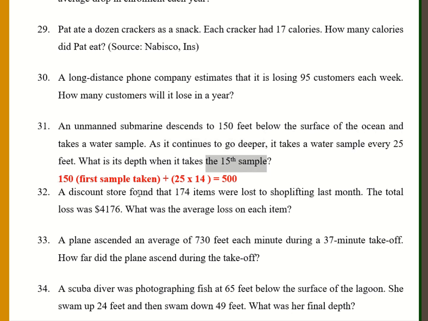So this is the first sample taken. So for the next 14 samples, you take 25 times 14, you will get 500. Okay, so the depth would be at 500 feet.